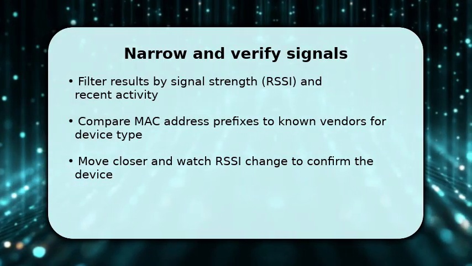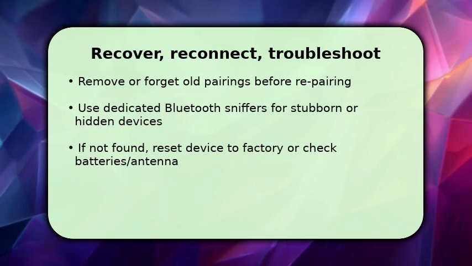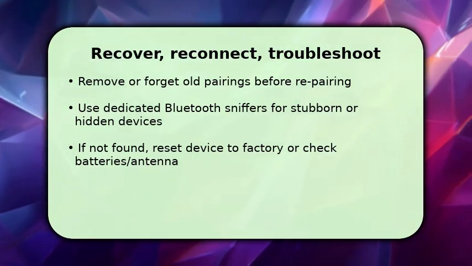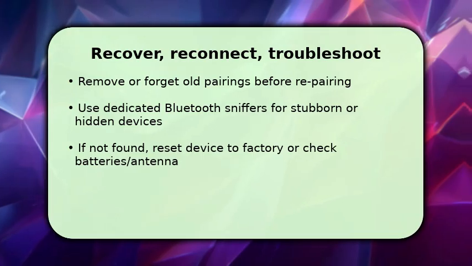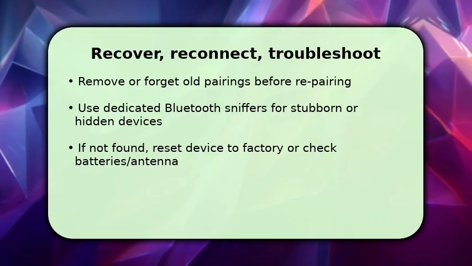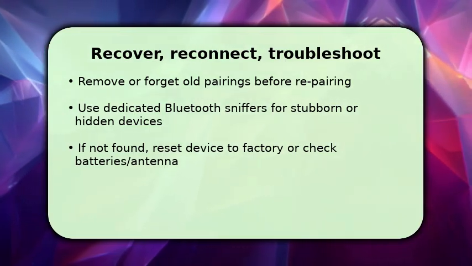To recover the device, first remove stale pairings on your host to avoid conflicts, then reinitiate pairing while the target remains discoverable. If standard scans fail, use a dedicated Bluetooth sniffer or app with active probing to reveal hidden or low-duty cycle broadcasts. Once paired, make sure firmware and permissions are up to date so it stays visible.